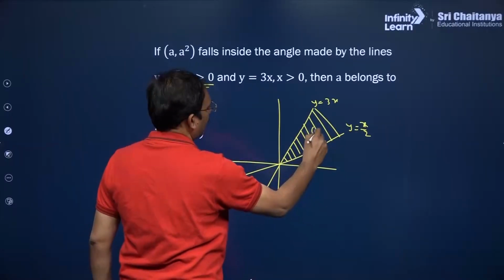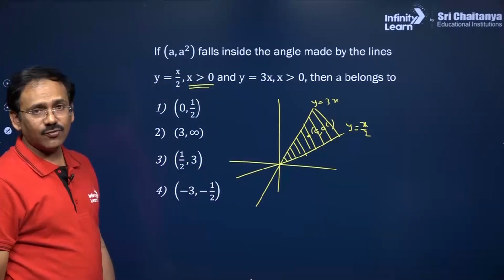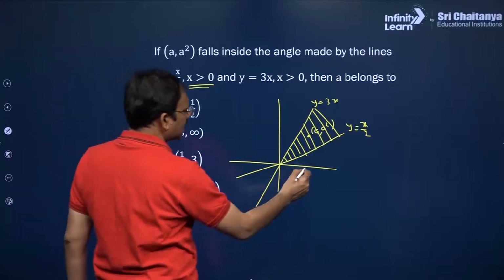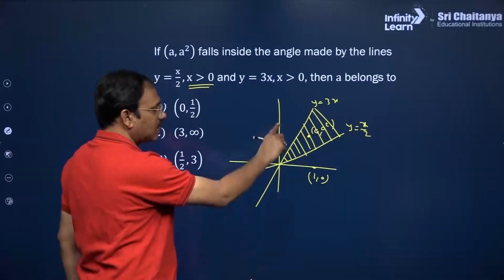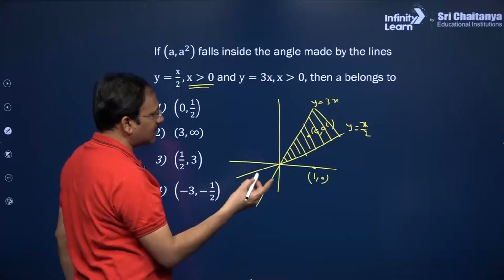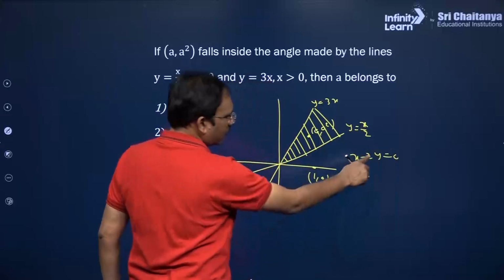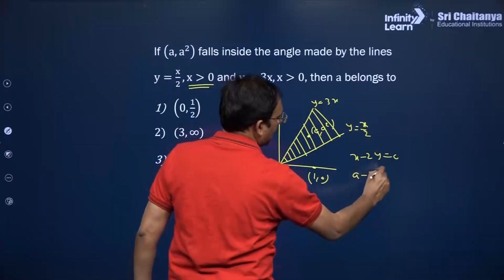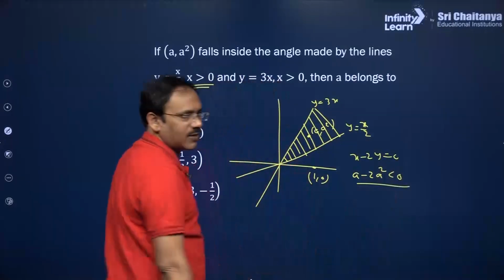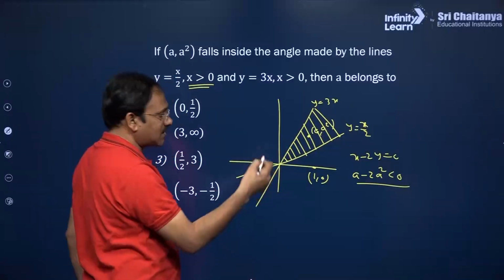What is that point? A comma a square, right? Then we have to find the range of a. Simple, my dear friends, you take some testing point here, say 1, 0. With respect to this line, these two points must lie either side. Suppose the line is x minus 2y equal to 0. If you substitute 1, 0, positive; if you substitute a, a square, you have to get negative, my dear friends. Second, for this line, 1, 0 and this point must lie on the same side.